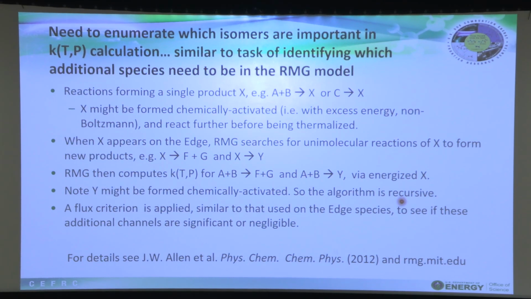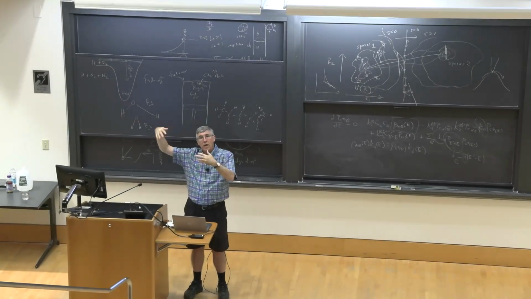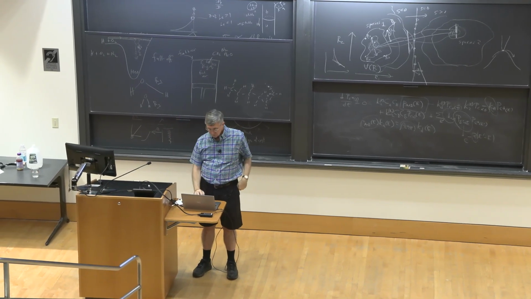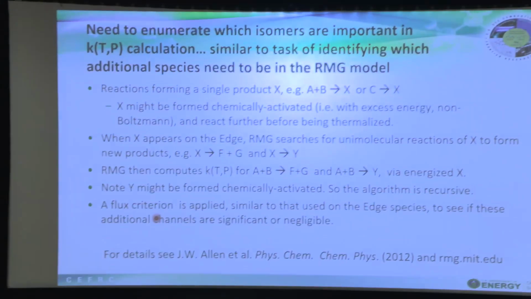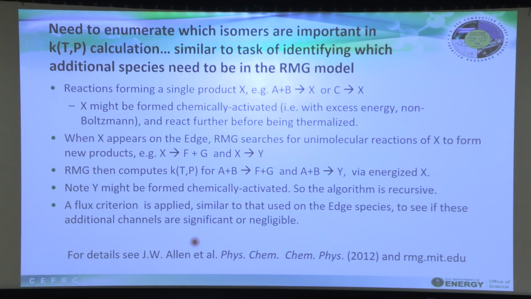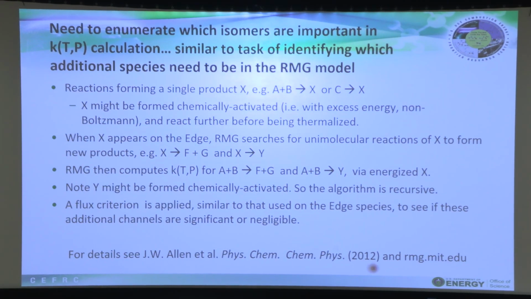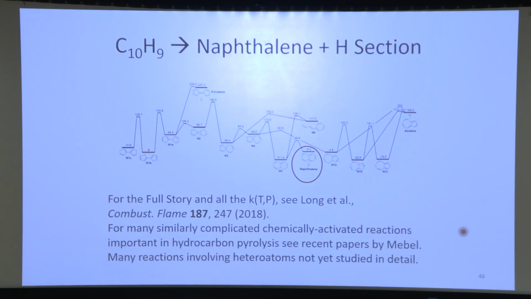So the algorithm is done as recursive. It just iterates and says, well, now let's continue as if Y is excited. What would happen next? And it does the RMG type algorithm of what Y can do, and then puts in the rates that it calculates to be the most important reactions of Y. And we do the same kind of flux criterion. We have some tolerance about which reactions are fast enough that we have to worry about them, and we put them in. And this is discussed in detail in a paper in PCCP back in 2012, and more documentation on the website about it.